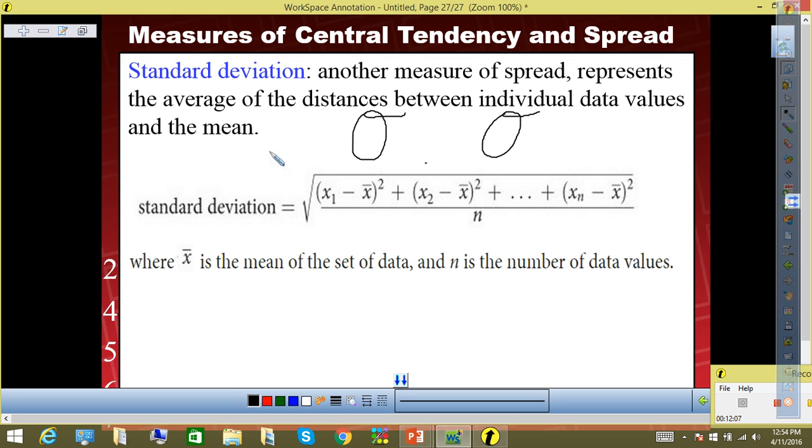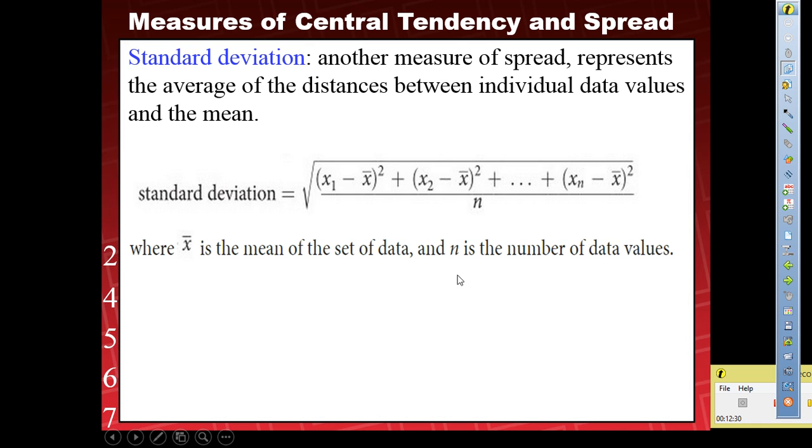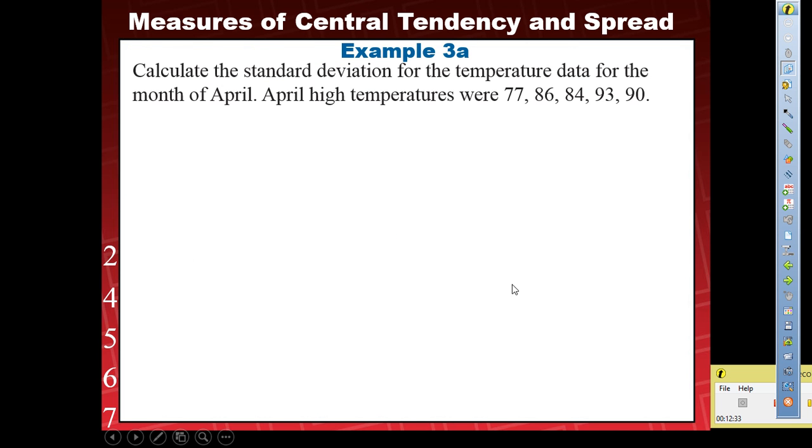The formula for finding the standard deviation is as follows. Standard deviation is taking the square root of the sum of all the means of the squared of the difference of the means and the data set. You're like, that's a lot of stuff to remember. Yeah, don't remember it. Don't write it down. What I want you to write down is this next example. Write down example number 3A.